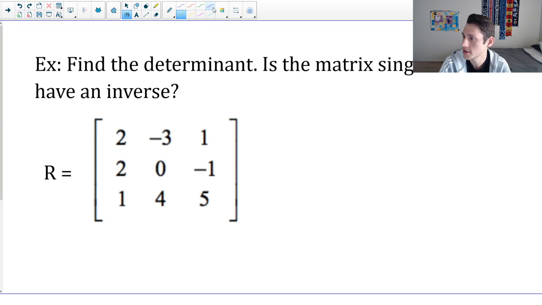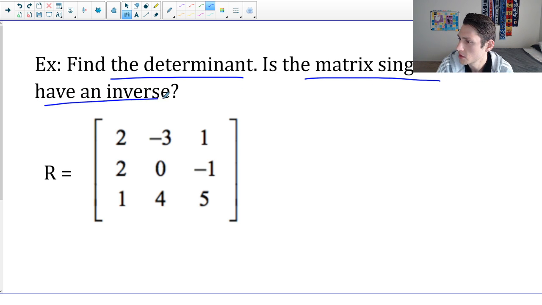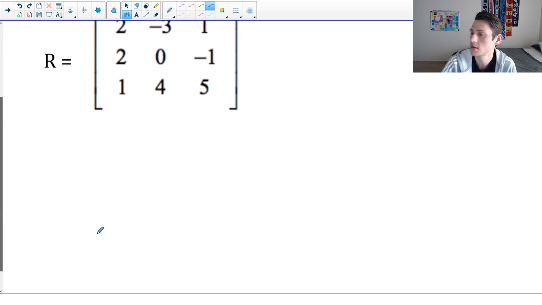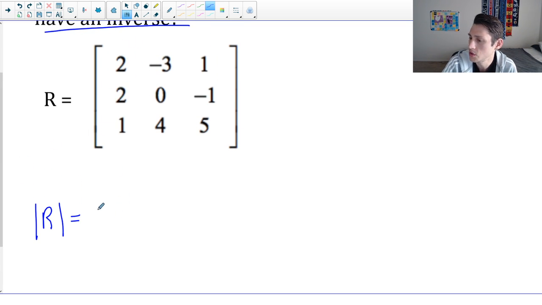So let's see it in action. Find the determinant. Is the matrix singular? Does it have an inverse? All right, well, let's just first focus on the determinant. So the determinant of R equals, so I'm going to start with 2. Okay, and then I'm going to imagine if I cross out the row, cross out the column, what am I left with? I'm left with these 4 right here: 0, -1, 4, and 5.